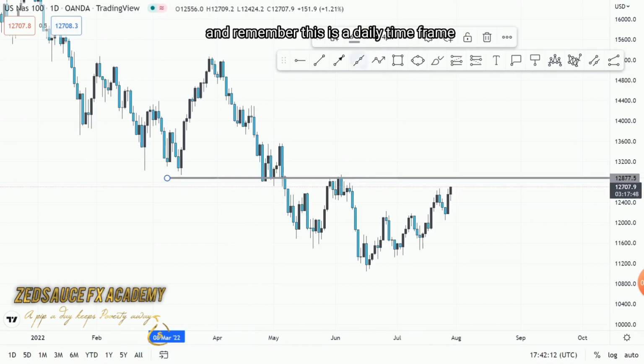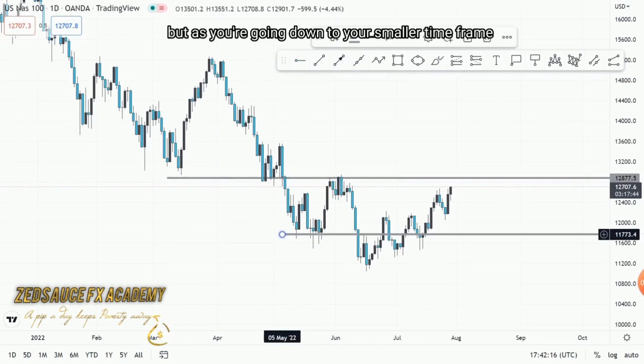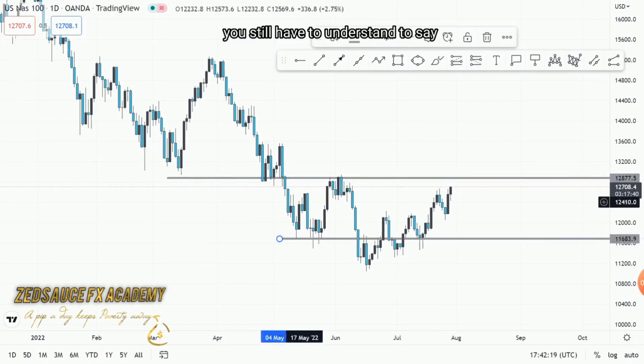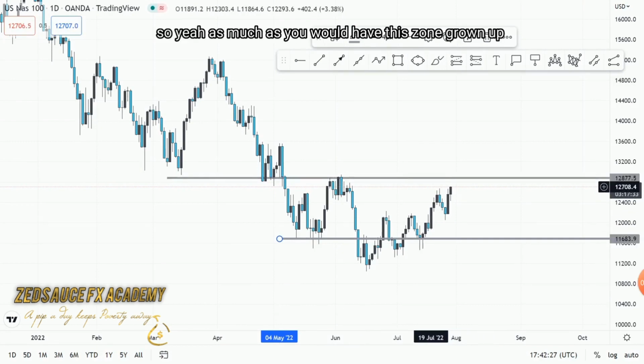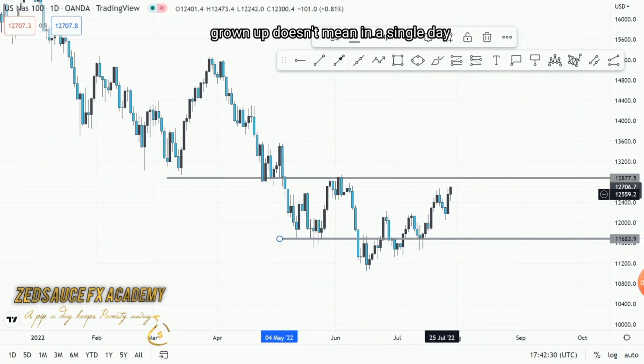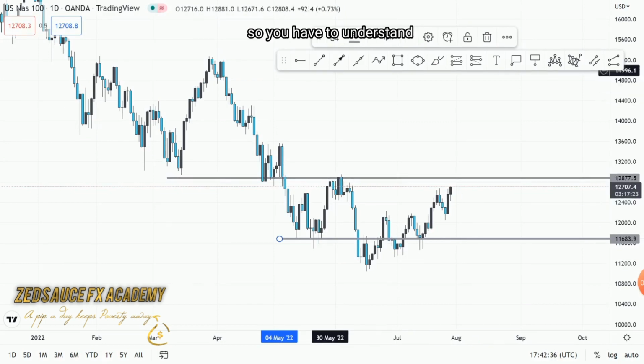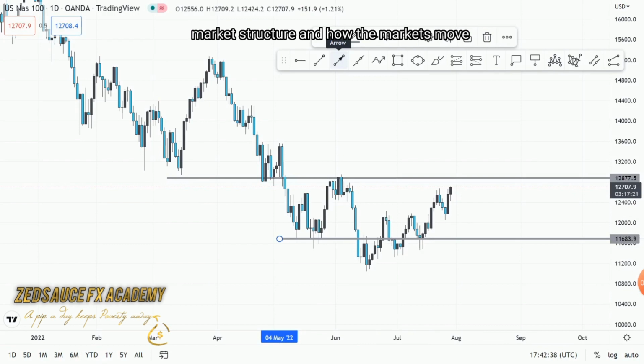And remember, this is a daily time frame. It is important to look at the daily, but as you are going down to your smaller time frame, you still have to understand it takes a bit of days for it to formulate the daily time frame. So in as much as you would have this zone drawn up, it doesn't mean in a single day it's gonna push all the way to that area. Okay, so you have to understand market structure and how the markets move.